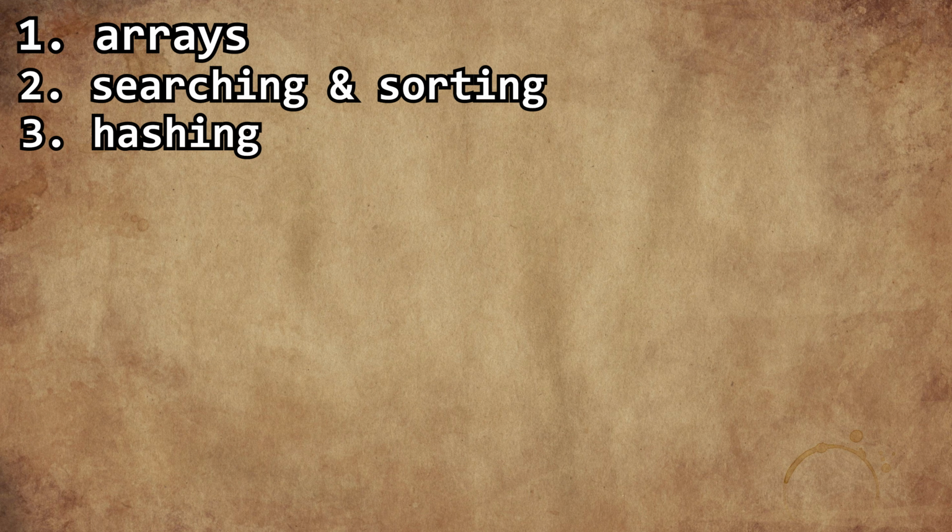Number 3, hashing. Hashing basically translates to unordered sets and unordered maps, or sets and maps. Hashing is a concept that is used to count elements in an array, a set, or a list, and also to track elements in an array or a set or a list.